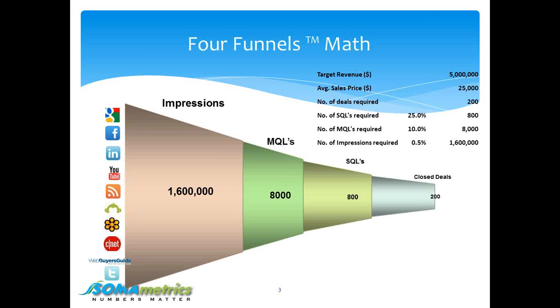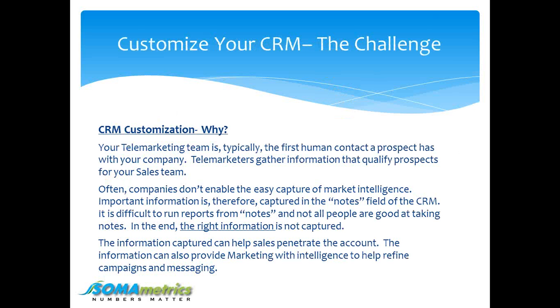So at the beginning, you have to have a lot of impressions, and we talked about that being a number of touches. MQLs are the marketing qualified leads. These are people who have raised their hand after you send out the impressions and are interested in finding out more about your product or solution. And then we have the sales qualified leads. These are the leads that are actually qualified by typically a telemarketing organization, and these lead to the sales funnel, which of those close and become deals for your company.